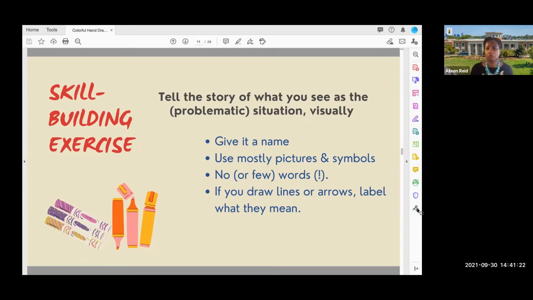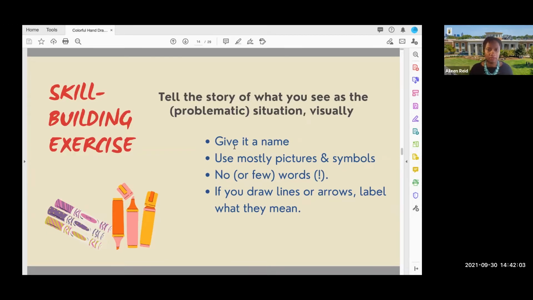Does that make sense? And so what we're inviting you now to do is to spend some time actually drawing a picture of a problematic situation. In 2 slides, we'll give you some prompts that will guide you. But generally, we want you to give it a name. What is the problem, or what is the situation? And we want you to use mostly pictures and symbols, few words, none if possible. And if you draw lines or arrows, label them to tell us what they mean, because all we're going to see is a picture, like Emily said. It may just seem like a doodle, but to you, it is the essence of your feelings and emotions and beliefs and values about what's going on in this situation.